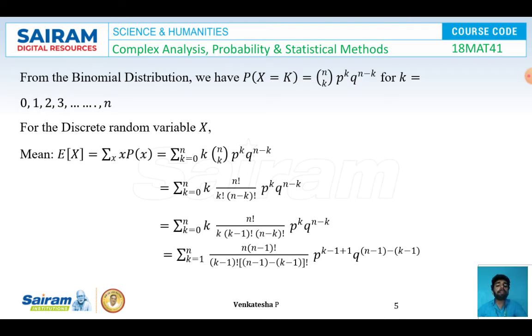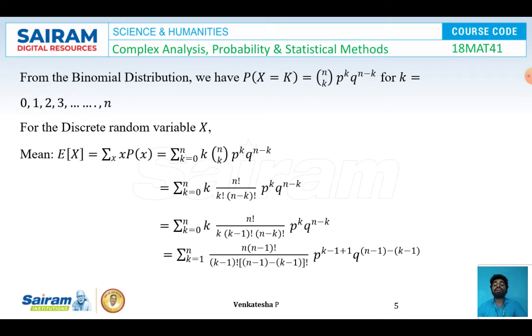Similarly, converting q power n minus k as q power n minus 1 minus of k minus 1 by adding k plus 1 and subtracting 1 in this expression. So after all this rearrangement, I got the expression like this, that is summation k from 1 to n, n into n minus 1 factorial, k minus 1 factorial, n minus k minus of k minus 1 factorial, p power k minus 1 plus 1, q power n minus 1 minus of k minus 1.